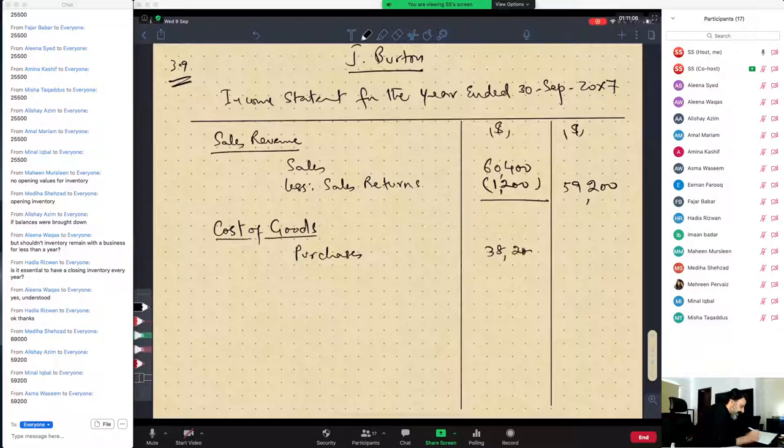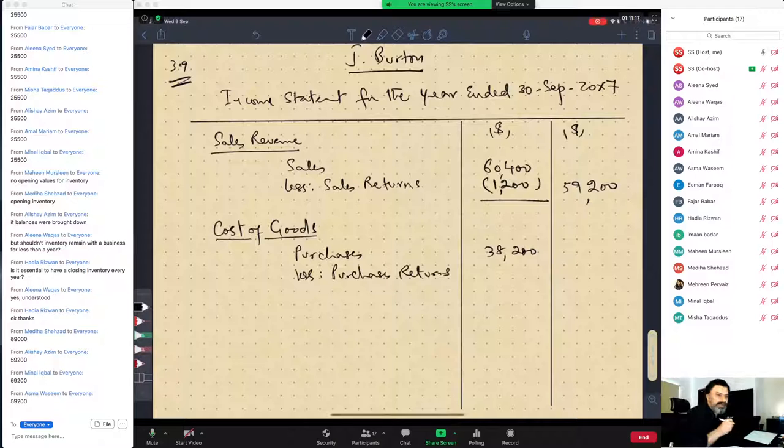$38,200. And since the cost of purchases is going to be different from purchases because they differ because of the purchases returns, we will subtract it. Purchases returns means goods we have returned back to our supplier, so they do not qualify to be a part of the cost of the goods. And the amount of purchases returns is 1,100. We subtract, right? And then we will add the opening inventory.